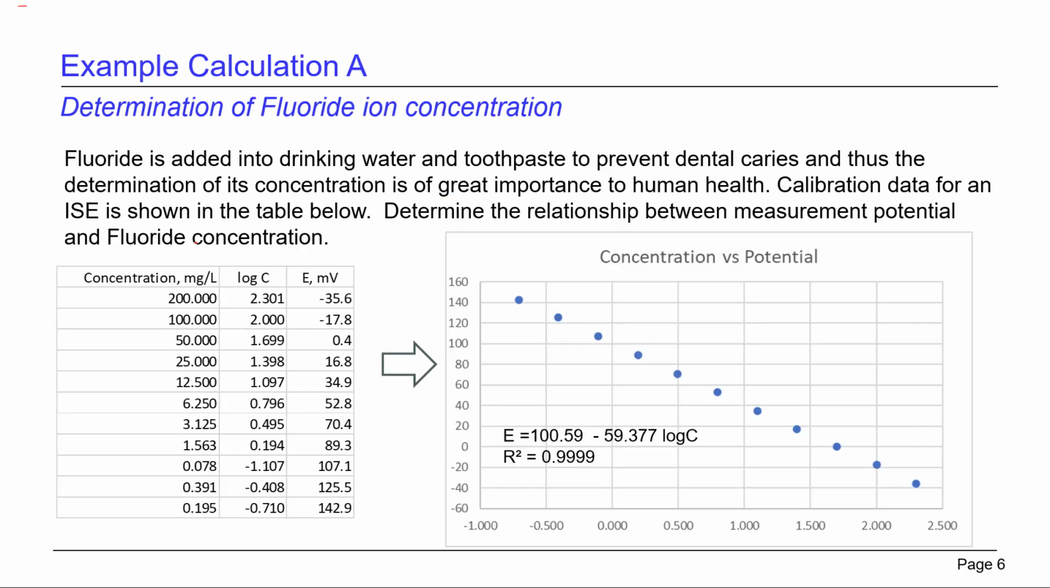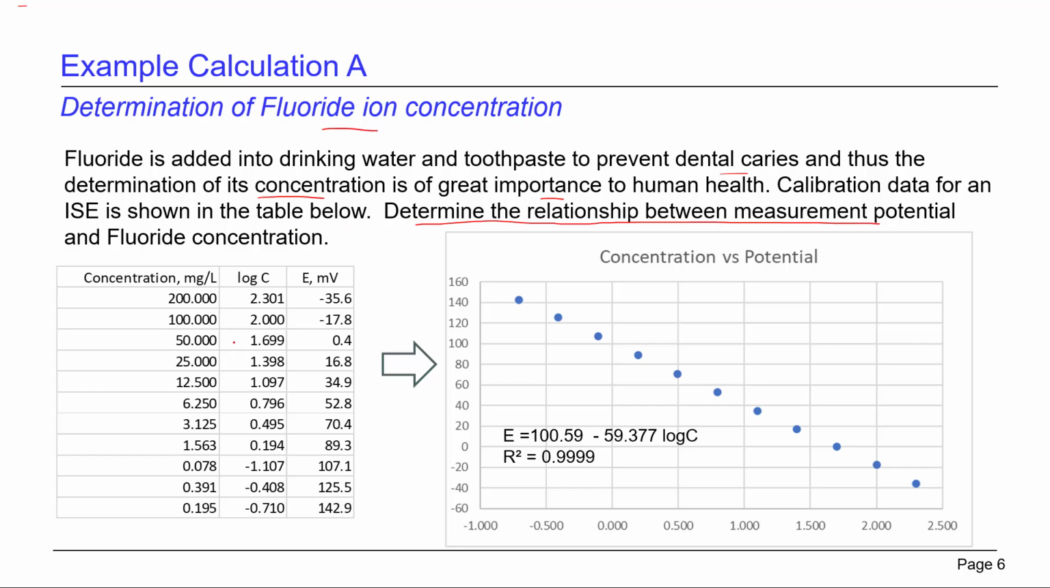Let's see how the calculation of the linear relation works in practice. In this case, we're going to do the determination of a fluoride ion concentration. Fluoride is added to drinking water and toothpaste to prevent dental caries, and determining its concentration accurately is of great importance. Staying within specified limits is very critical. Calibration data for the electrode is shown in the table below. And what we want to do, in this case, is determine the relationship between measurement potential and fluoride concentration.